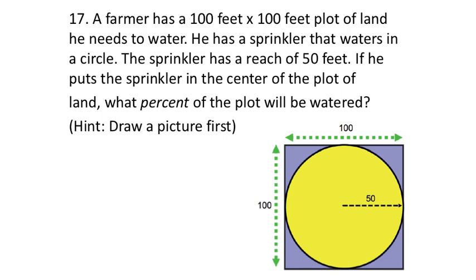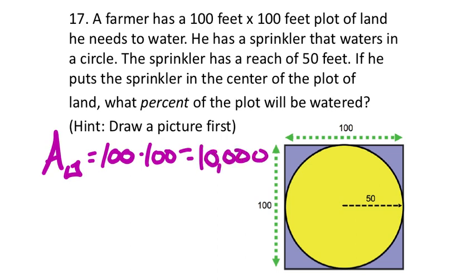So here's what we got. Let's go ahead and find the actual area of both the square and then the circle. So if I wanted the area of the square, that'd be length times width, or side times side for a square, which looks like 10,000 square feet. All right, but then we need to find the area of the circle, because this is the amount of area of the plot that is actually getting watered by the sprinkler.